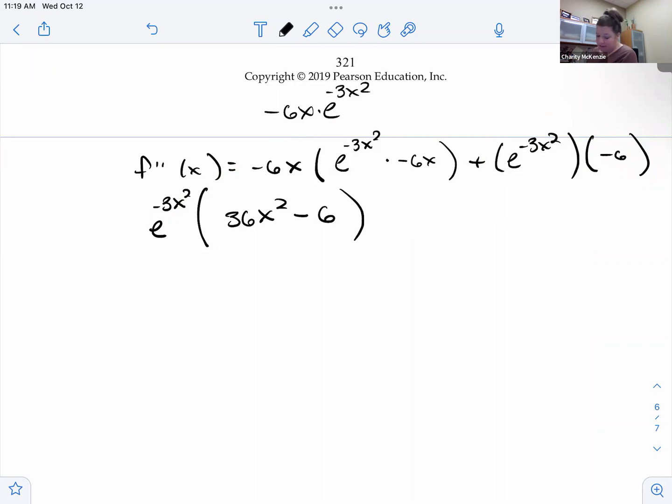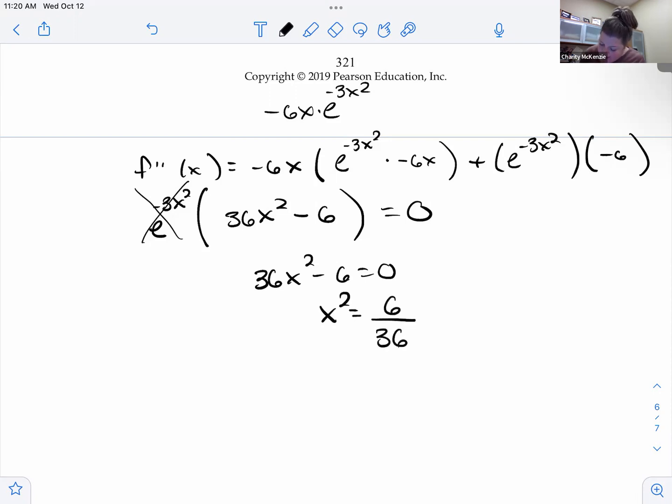All right, we're here. Now, where does this equal 0? This term kind of just disappears, right? It can't be 0. It doesn't have a solution. So our only hope is that this part right here will have a solution. So we'll add the 6, divide by the 36, and then we have to take the square root of that. Can we have a decimal? I think it'll let us have a decimal.